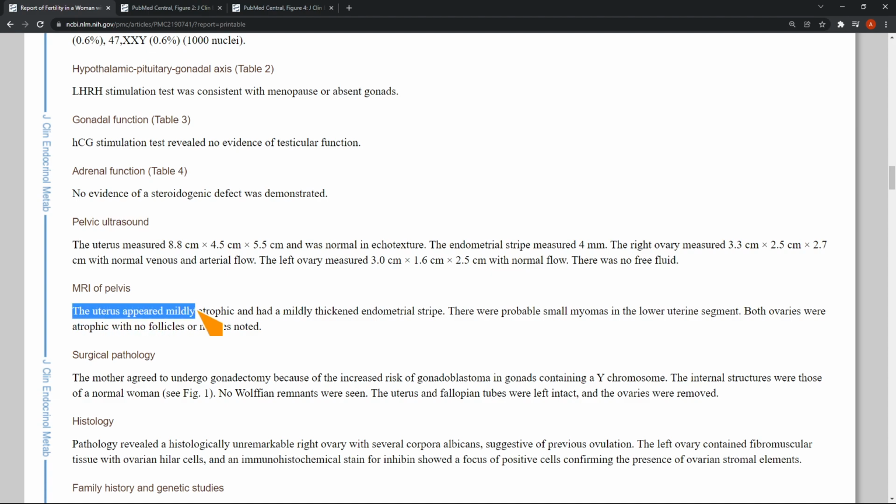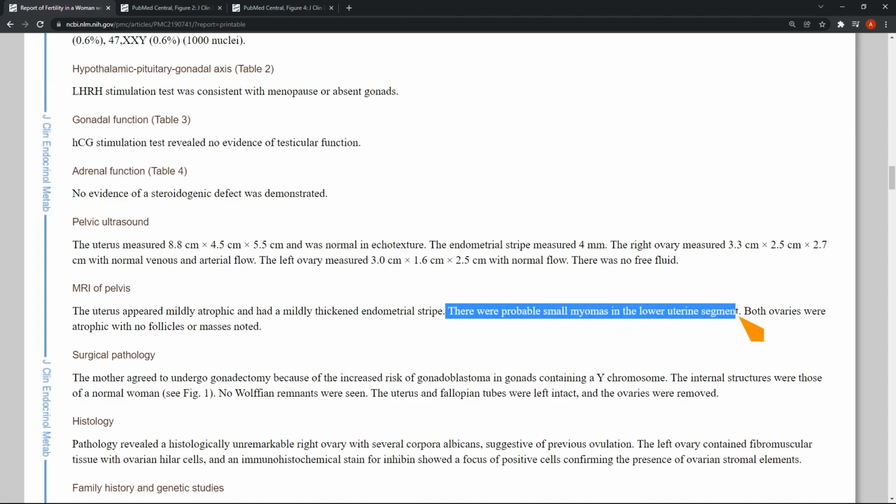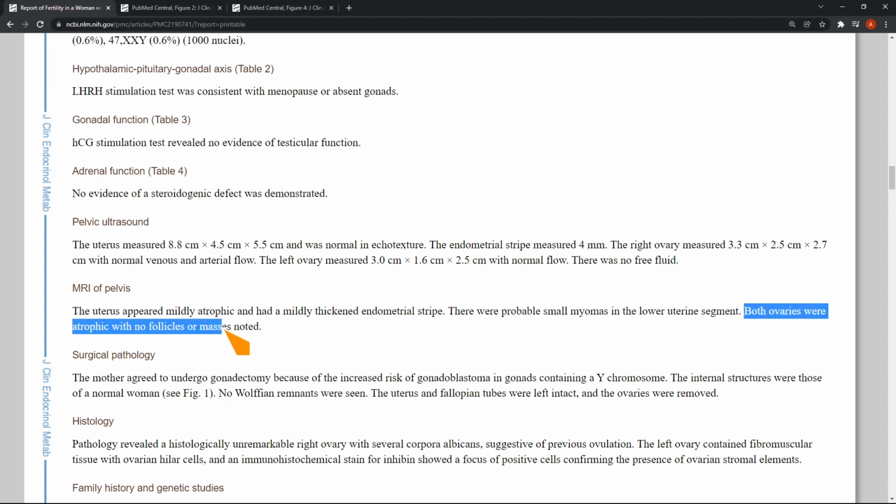The uterus appeared mildly atrophic and had a mildly thickened endometrial stripe. You would expect the uterus to become atrophic after a while because it's no longer in use. Muscles tend to waste away when they're not being used. There were probable small myomas in the lower uterine segment. This just means some benign growths. Both ovaries were atrophic with no follicles or masses noted. Again, she had already gone through menopause.